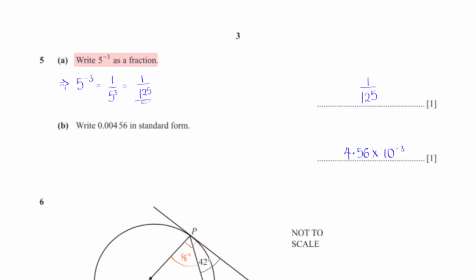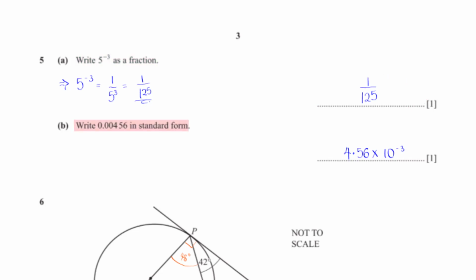Write 5 raised to the power negative 3 as a fraction. By applying the laws of indices, 5 raised to the power negative 3 is equal to 1 over 5 raised to the power 3. And 5 raised to the power 3 is equal to 125. And so this gives us a final answer of 1 over 125.